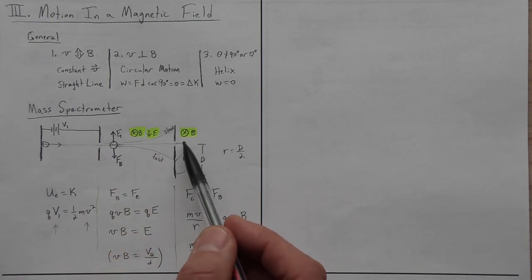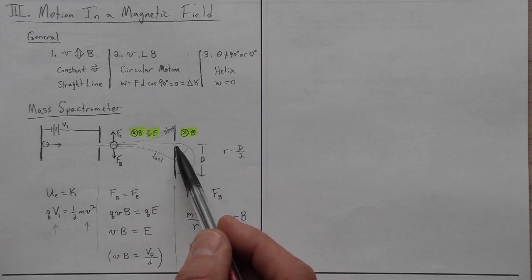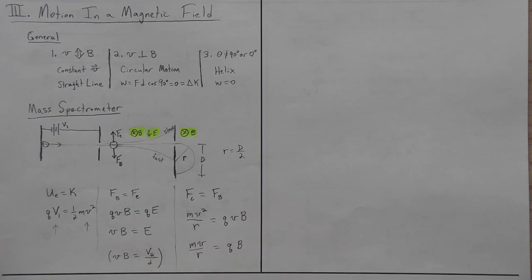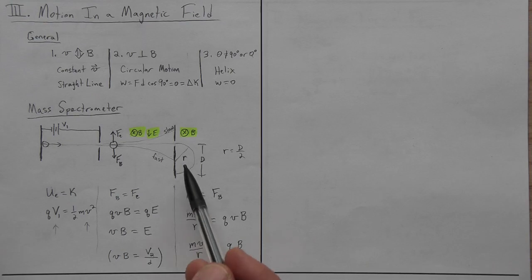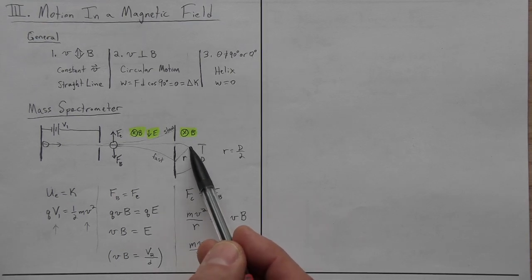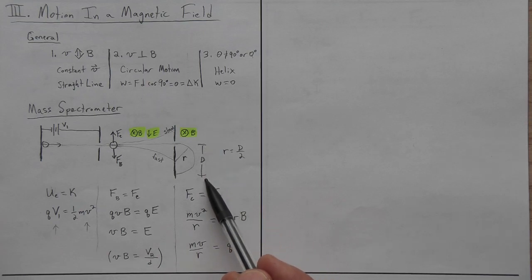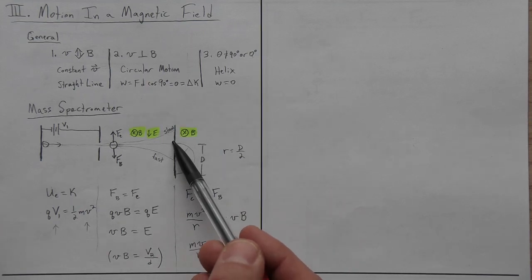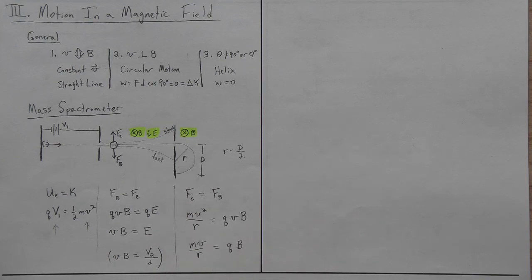Here the electric field is gone, so the magnetic force is the only thing that continues to exist in the downward direction, causing circular motion until we hit a little detector over here. A reminder that the radius here is 1/2 the diameter. Sometimes that comes into play with problems. They'll say how far away a detector is. You've got to remember, oh, I've got to divide that by 2.